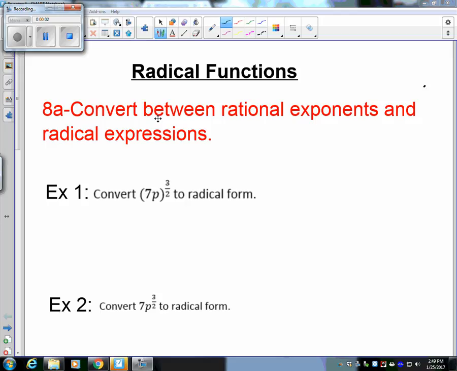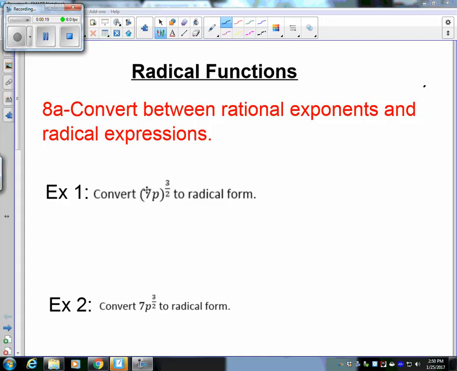These are radical functions. This is Unit 8. 8a is convert between rational expressions, rational exponents, and radical expressions. So we're just going to get started, and hopefully you'll pick it up as we go. Otherwise, in class, I will expand upon it for you.